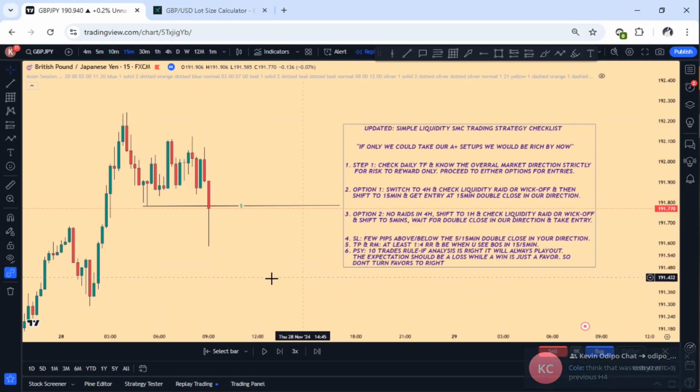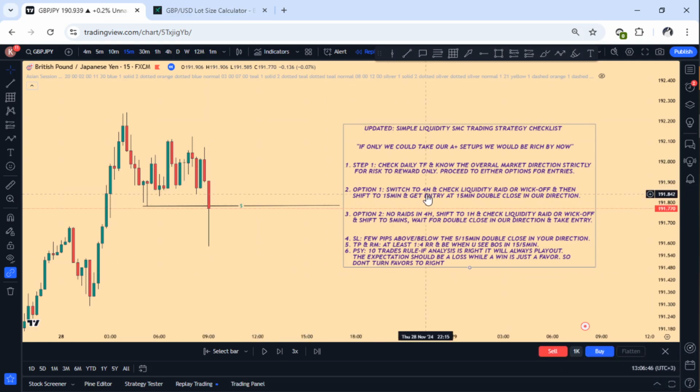And how do we get confirmatory entry? By waiting for 15 minutes to close in our direction. Switch to 4 hours and check for a liquidity raid. We've done that, or the weekly, and then shift to 15 minutes and get entry at a 15 minutes double close in our direction. So currently what we are waiting for is a 15 minutes double close in our direction.